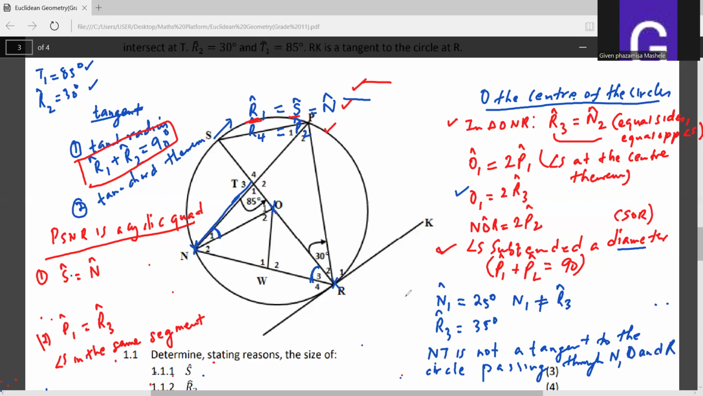If it was a tangent, this angle here was supposed to be equal to this one. So this one is 35. I think we spoke about that. This one is 55. Hope you understand. 55. So it's not a tangent.